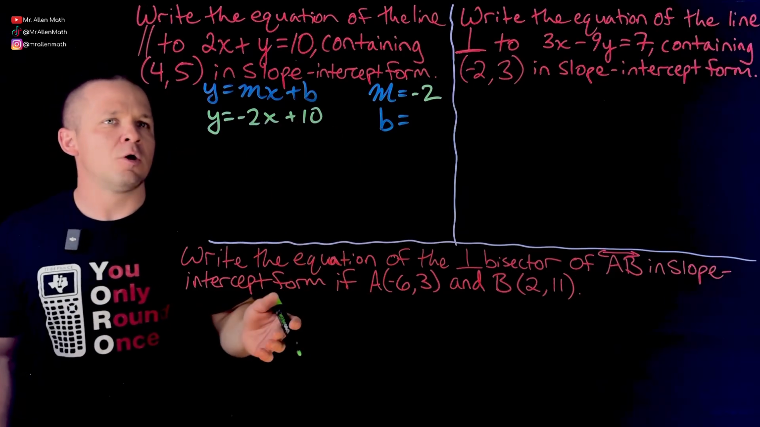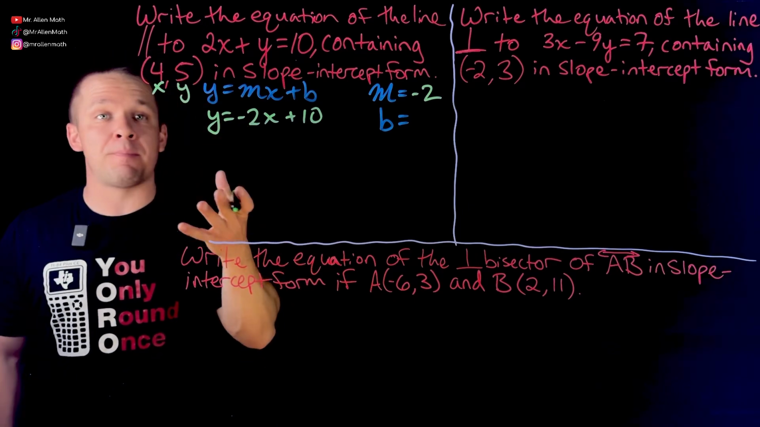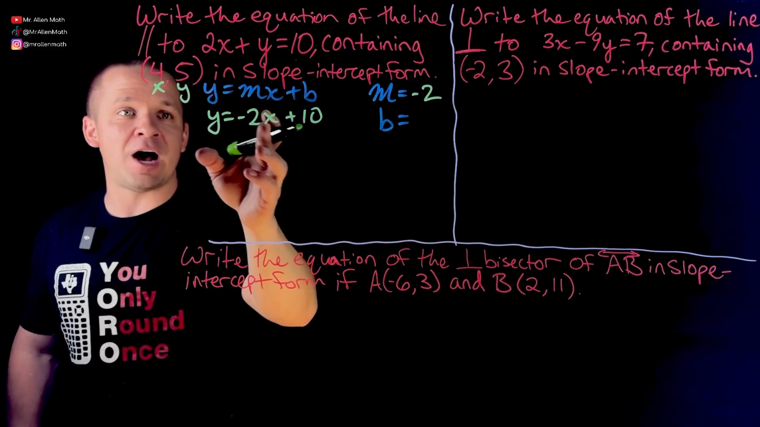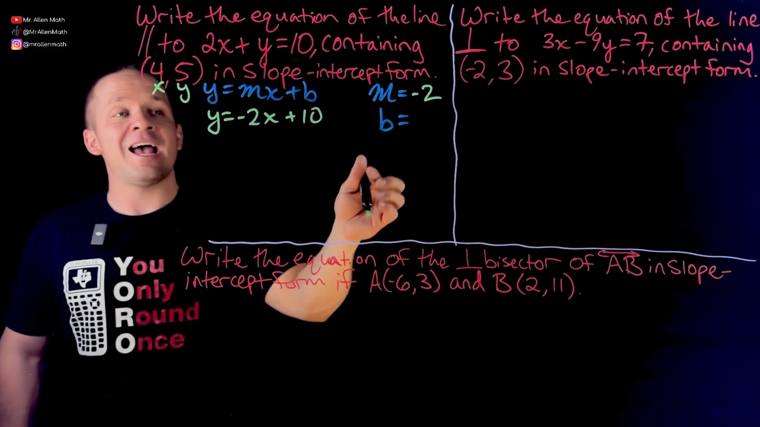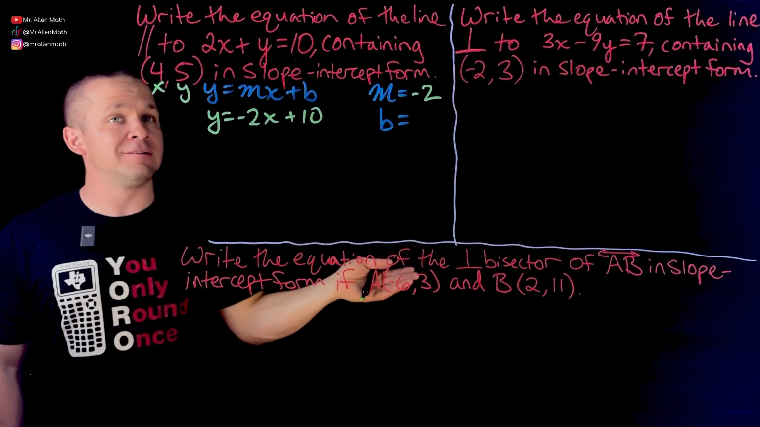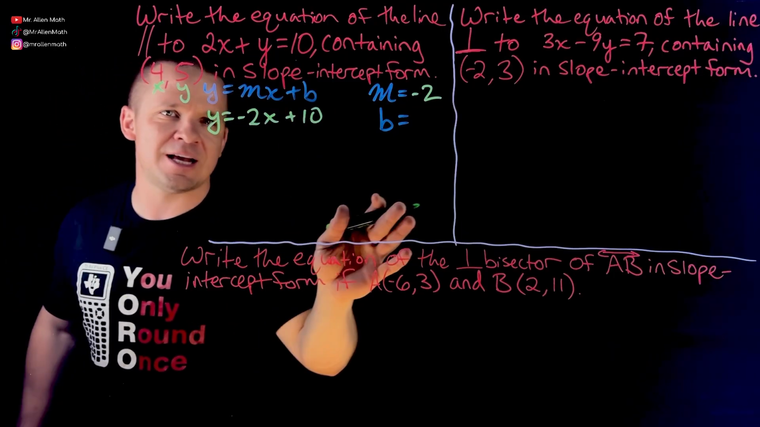How do I do that? Well, I could use the information here. This is an x and that's a y. It's a point on that line. If I substitute in 4 and 5 for my x and y respectively, and the negative 2 for my slope, I can get my y-intercept of the line that's parallel to this one and contains this point. Awesome, fantastic. Let's do it.